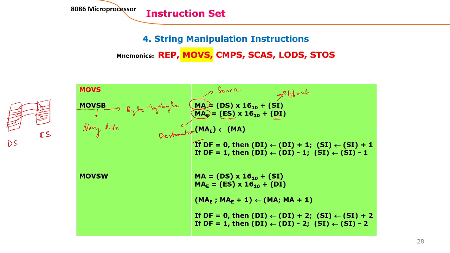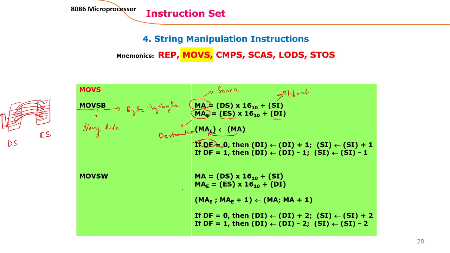So we are moving the data from source to destination. This movement will be either from lower to higher address or from higher address to lower address, depending on the DF value. The direction flag is 0. If it is 0, that means we will be moving from lower address to higher address. We copy this data first to here, then the next data having higher address, then the next, and so on. That is the case if DF is equal to 0.